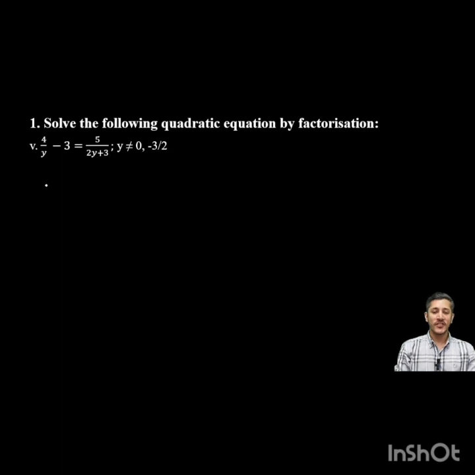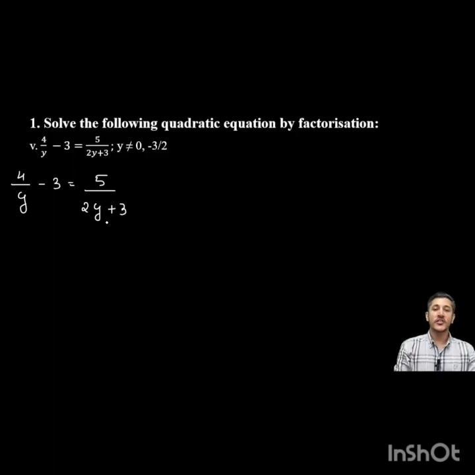Okay, so the next question that we have is 4 upon y minus 3 equals 5 upon 2y plus 3. Now again here we have been given y should not be equal to 0 or minus 3 by 2 for the same reason, because we do not want the denominator to become 0. Okay, so I'll just write down the question first. We have 4 upon y minus 3 equals 5 upon 2y plus 3.